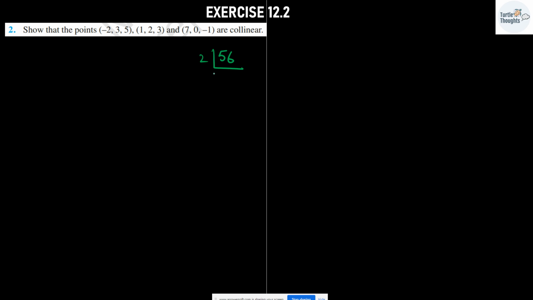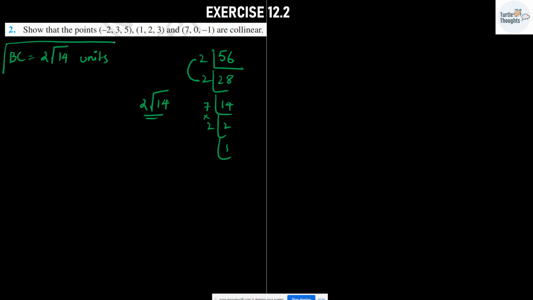56, I can divide with 2. I will be getting 28. Again you can divide by 2. You are going to get 14. 14 can be divided by 7 as 2 and 2 as 1. So I can write this as there is one pair, so 2 root 7 and 2 are lone, so 7 multiplied by 2, which is 14. You can write your BC as 2 root 14 units. This will be your equation number 2.